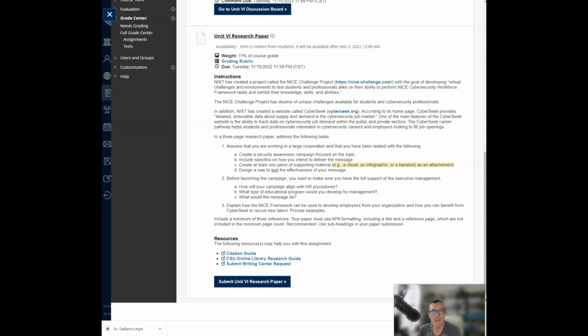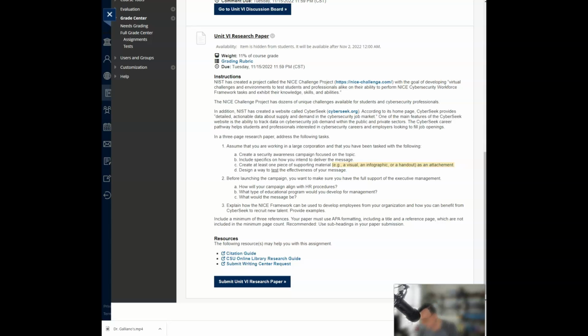Create one piece of supporting material, some kind of a visual aid, an infographic, a handout, an attachment, something of that nature. And then you need to design a way to test the effectiveness of your message. That's main point 1. Main point 2 is, before you launch the campaign, you need to make sure you have the full support of executive management.